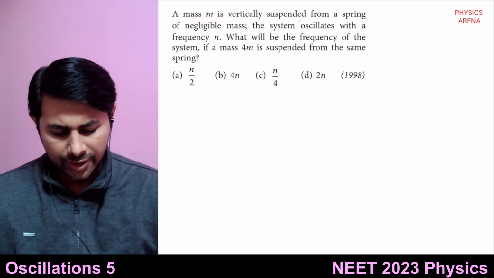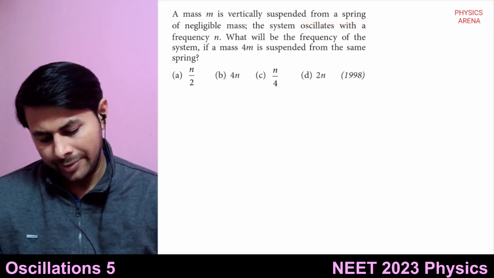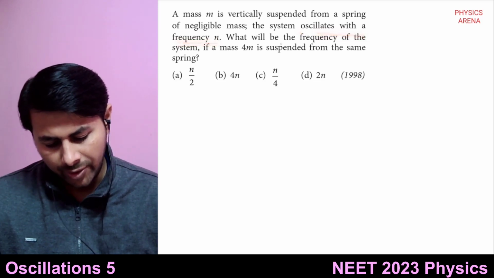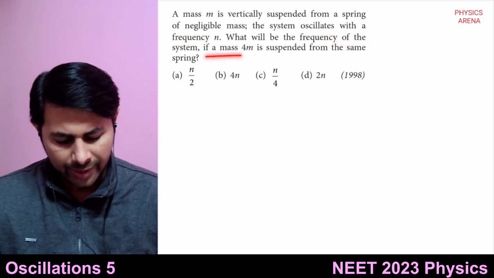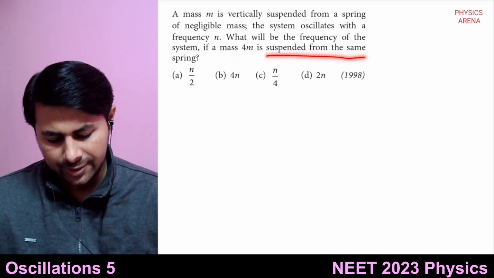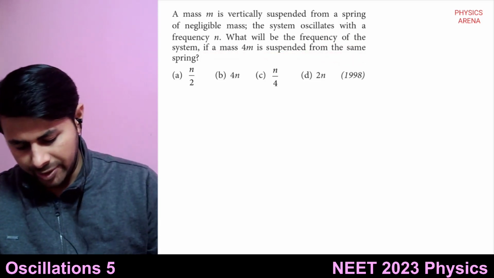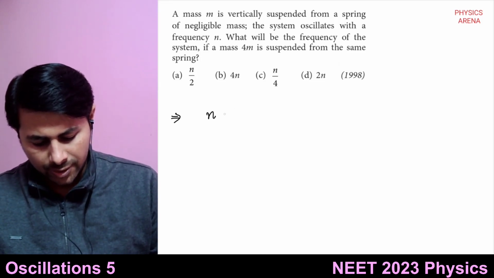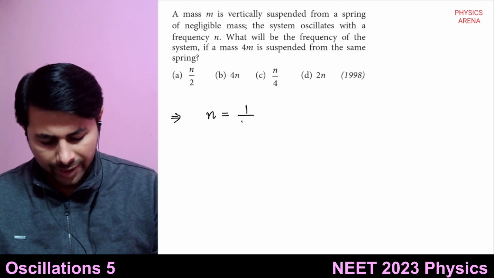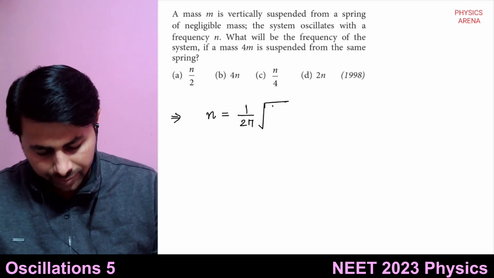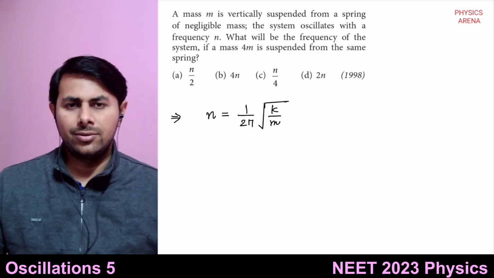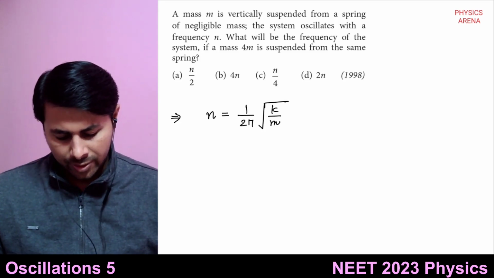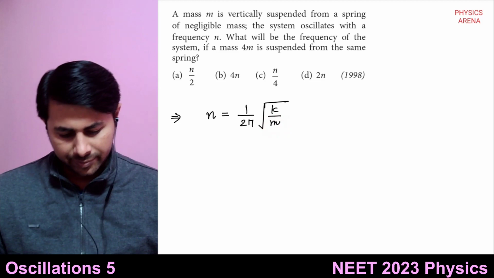Mass M is vertically suspended from a spring of negligible mass. The system oscillates with frequency n. What will be the frequency of the system if mass 4m is suspended from the same spring? So frequency n is equal to 1 upon 2 pi square root of k by m, right? It is inversely proportional to root of m.